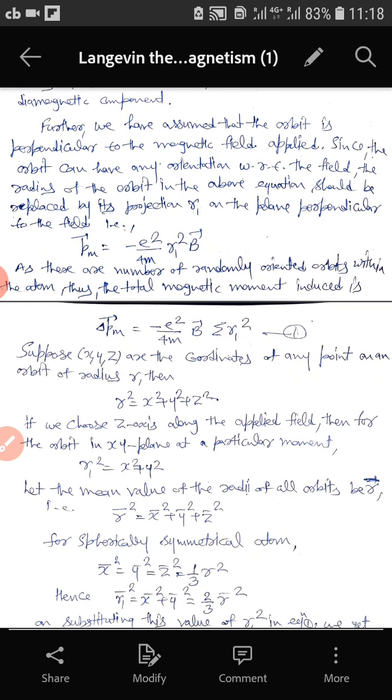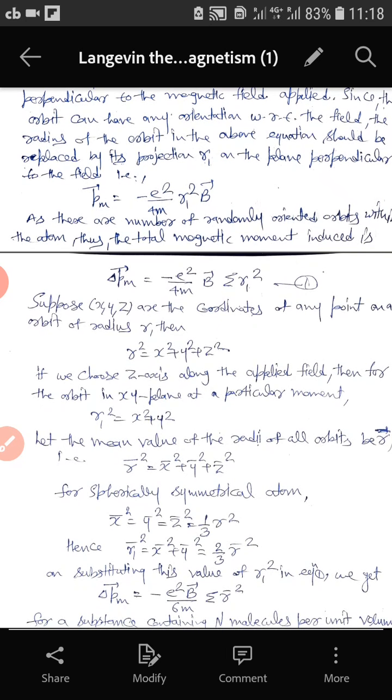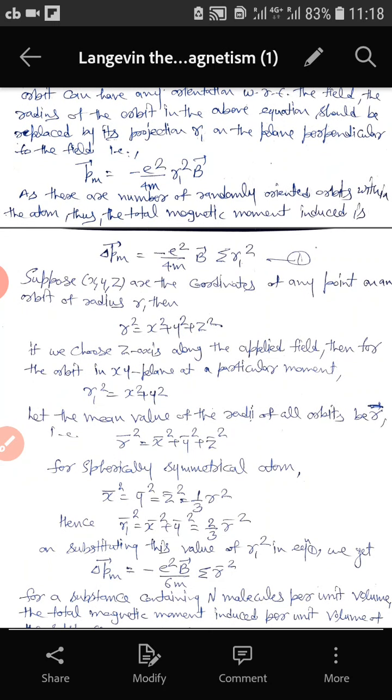In that case, Pm will be minus e square by 4m R1 square into B. As there are a number of radially oriented orbits within the atoms, the total magnetic moment induced, delta Pm, will be minus e square by 4m B summation R1 square.